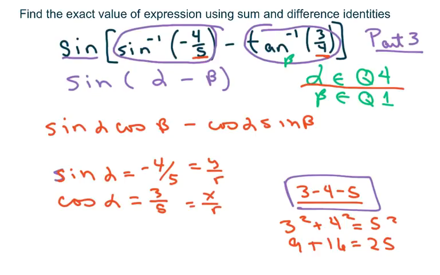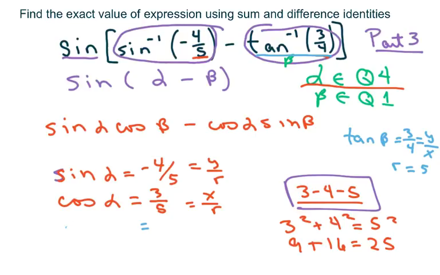Now, for tangent, we're going to have tan of beta. We're in quadrant 1. Remember, tan of beta equals 3/4. Remember, tan is y over x. That means your r is 5. So our tan, okay, so let me erase this.